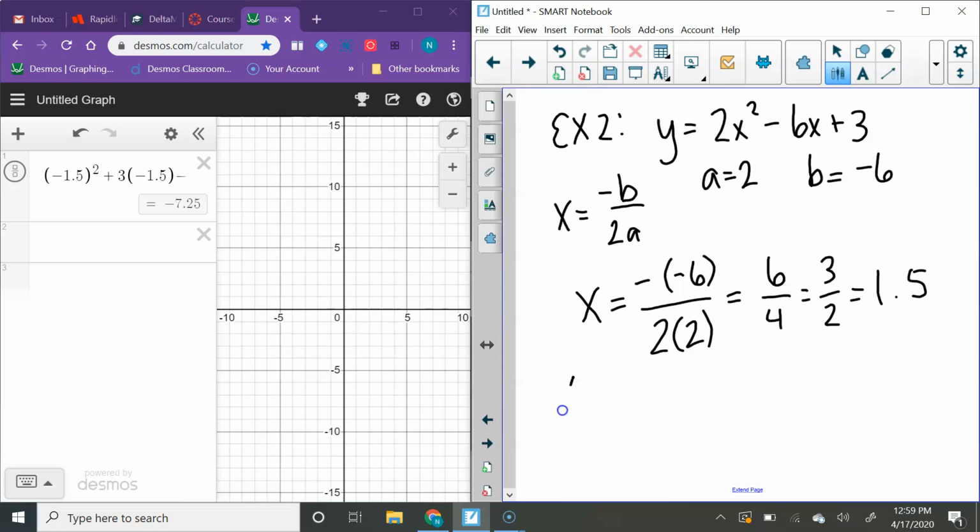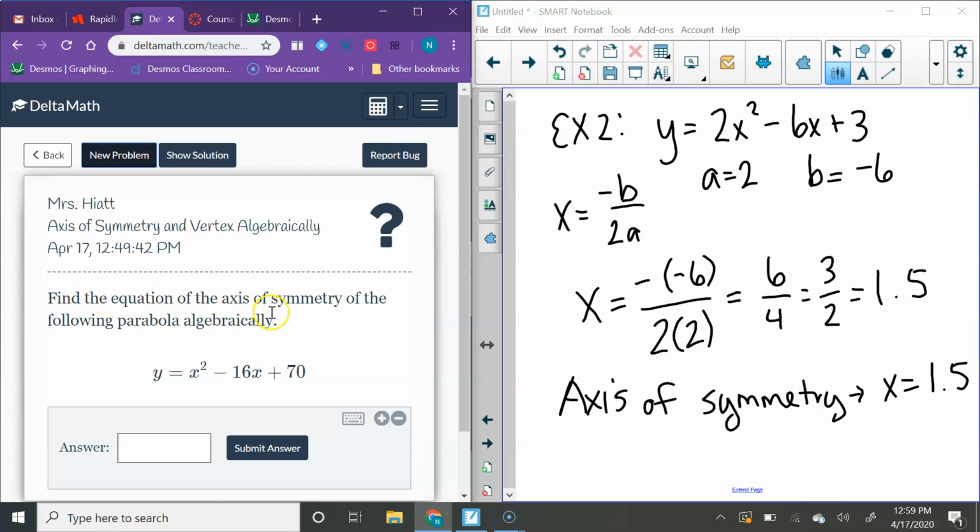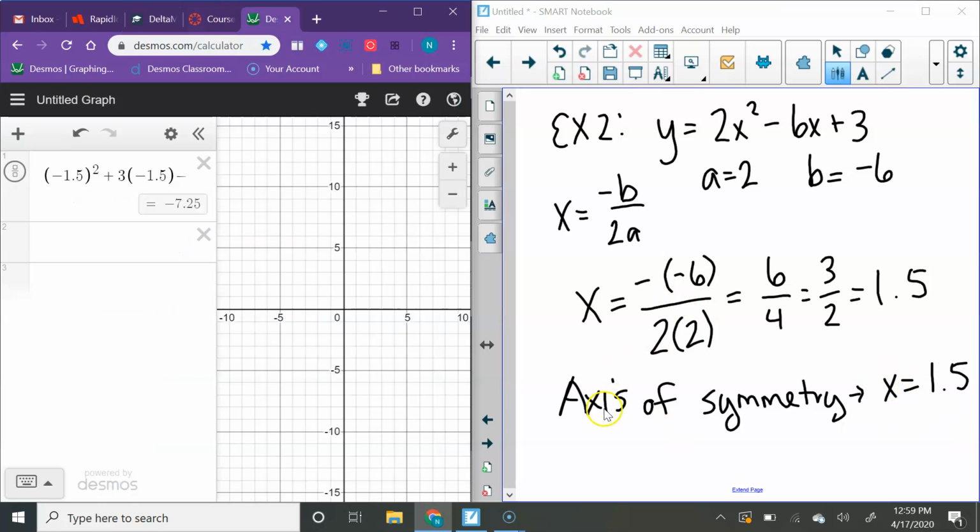So our axis of symmetry would be x equals 1.5. Make sure you put that x equals. When you go to Delta Math, it's going to ask you to find the equation of the axis of symmetry of the following parabola. You have to type in x equals the number. If you don't type in that x equals, it's not going to count it correct because it's not the equation of a line. So axis of symmetry, you would type in x equals 1.5.